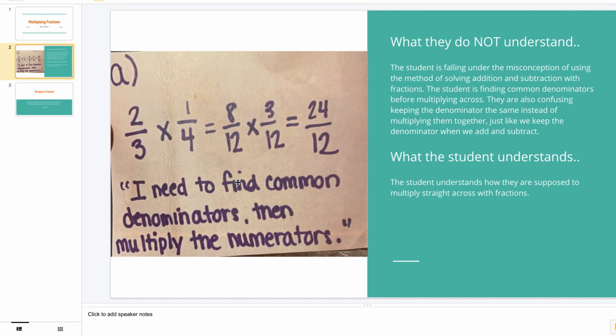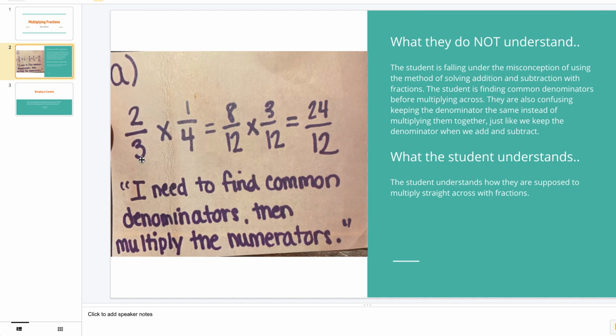Looking at a problem that is multiplying fractions. This student is saying I need to find common denominators, then multiply the numerators. They are having a common misconception of solving this the way they learned addition or subtraction, finding the common denominators and multiplying the numerators across and keeping the same denominator. So they have a right concept of combining fractions, but now they're not fully understanding taking apart of this fraction.